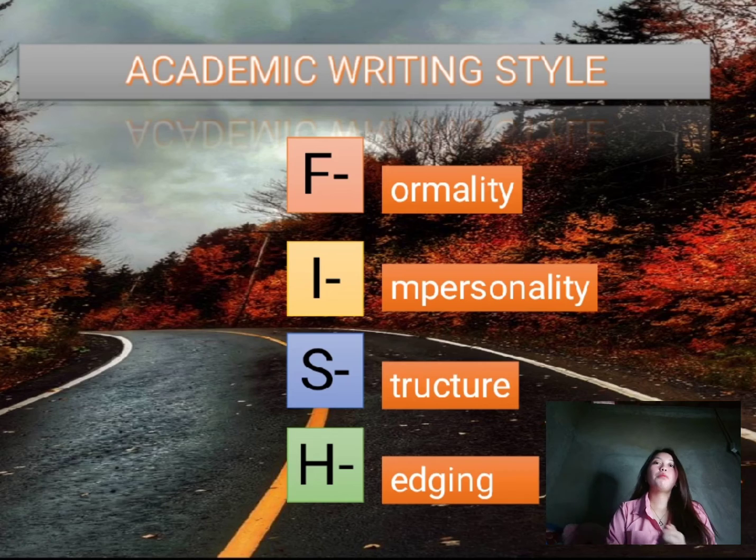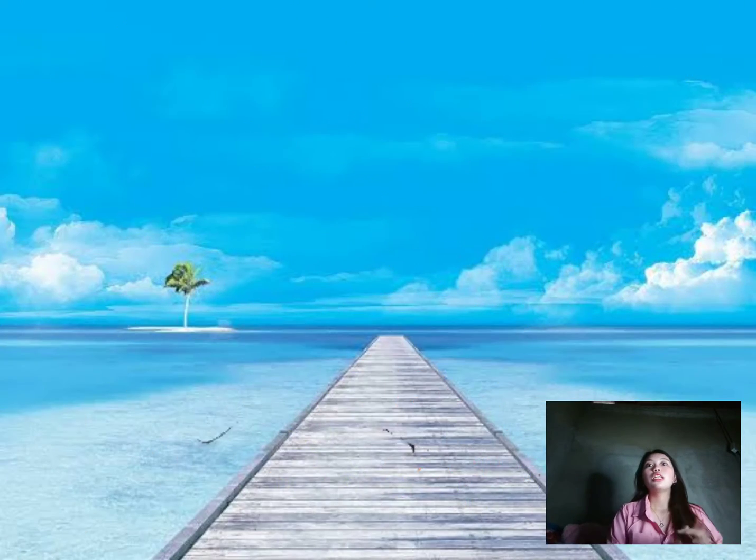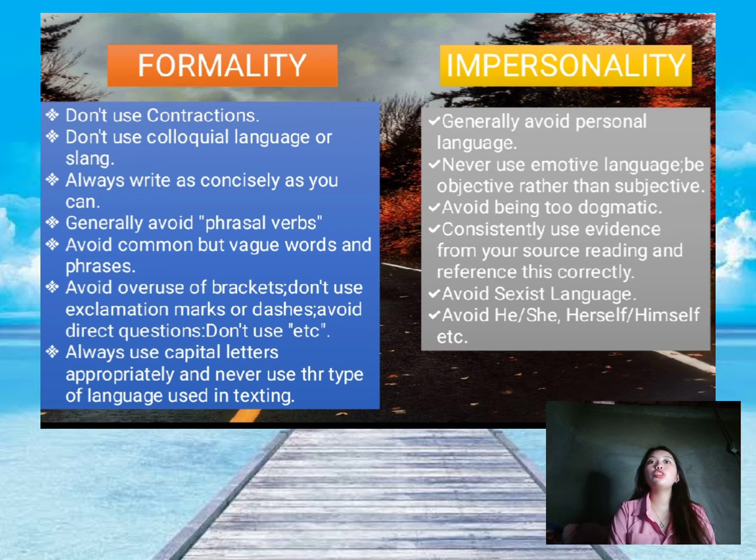For more information about the writing style, we have the do's and don'ts. The first one is formality. Don't use contractions, don't use colloquial language or slang, always write as concisely as you can, generally avoid phrasal verbs, avoid common but vague words and phrases, avoid overuse of brackets, don't use exclamation marks or dashes, avoid direct questions, don't use etc. Always use capital letters appropriately and never use the type of language used in texting.